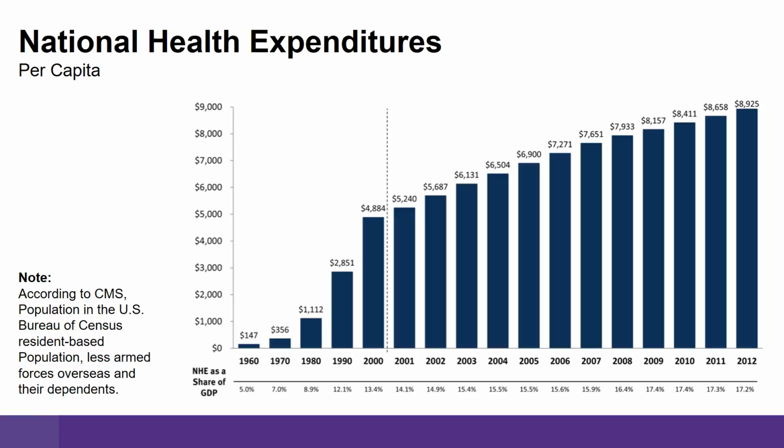Here we see the growth of the United States health expenditures per capita and as a percentage of gross domestic product from 1960 to 2012. In 2012, the United States healthcare costs were $8,925 per person, for a total of 17.2% of the total gross domestic product. By 2013, the health care costs were $9,255, and the percentage of total gross domestic product had risen to 17.4%.